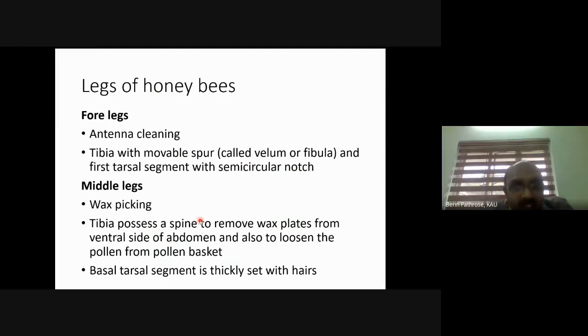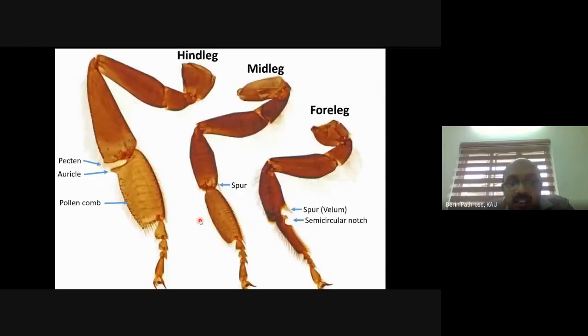And the last modification is in the case of honeybees. In honeybees, all three pairs of legs are modified differently. The forelegs are modified for one purpose, the middle legs for another purpose, and the hind legs are extremely modified for another purpose. I will show it one by one. This is the foreleg, this is the mid leg, and this is the hind leg.